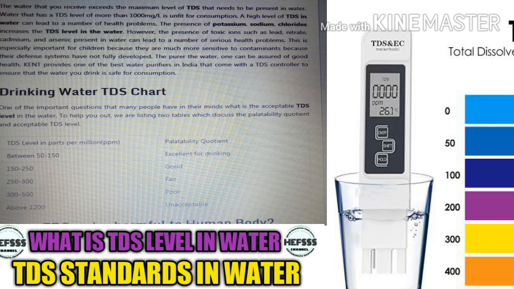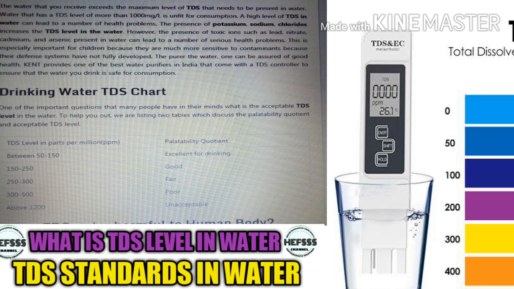And 250 to 350 good. The water is ideal for people with cardiovascular disease. 350 to 500 fairly acceptable. 500 to 900 less acceptable. 900 to 1200 less acceptable. Avoid drinking water which has a TDS level above 900. 1200 to 2000, water is not acceptable for drinking. Above 2000 unacceptable. So this is the entire TDS level scenario for good health.